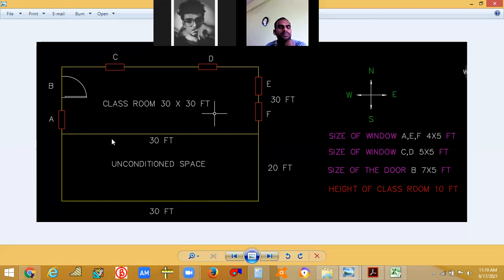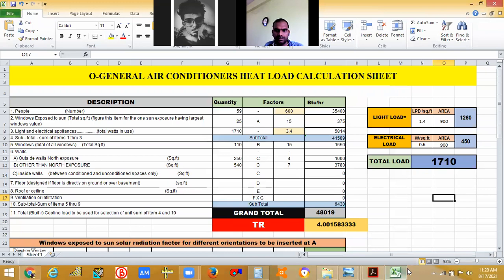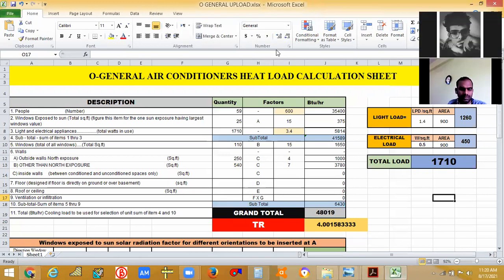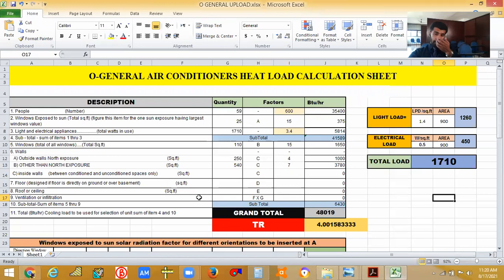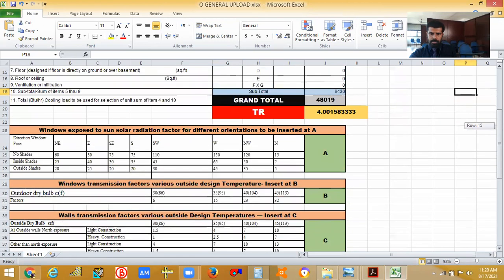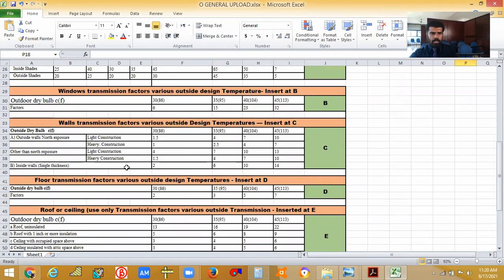So what will be the area of this partition wall? Same, right? 30 into 10. 300 square feet. So for the inside wall, what is the square feet? 30 into 10, 300, and multiply with C. Inside wall, right? 95 degree, it is 6.